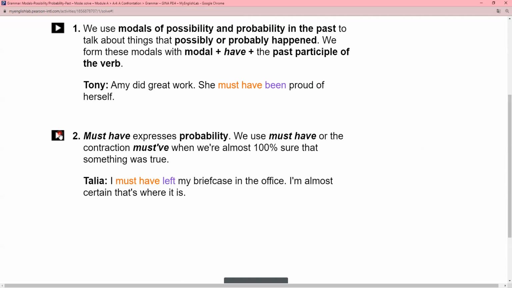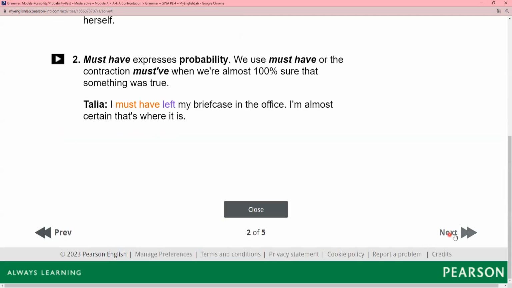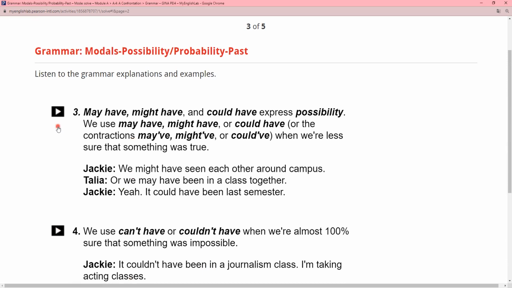Okay, so yes. As you can see, we're going to have this kind of modal. Okay, so we can also use contractions and say must've, but it's not that common. Okay, so it is not that common to use. So let's continue with the second point. Okay, now we're going to see the usage of may have, might have, and could have.